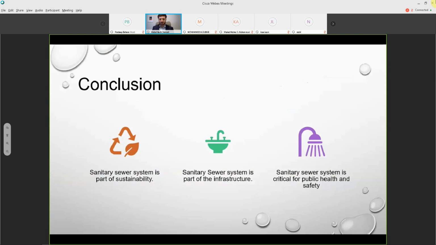Next slide, please. Now, in conclusion, we have three things to conclude. The first one was that the sanitary sewer system is part of sustainability. So yes, we are using water. Yes, we are doing lots of things, but is it sustainable? We are hurting the environment if we let our sewer go into the soil. That's part of the EPA, the Environmental Protection Agency, trying to give the environment back whatever we use in a nice way and not hurt it.